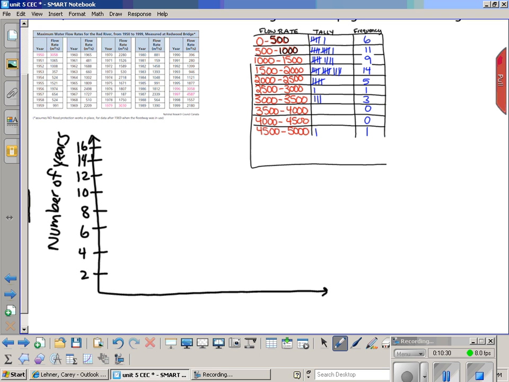So I have my number of years. Now I put my intervals along the bottom. So from 0 to 500, and then 1,000, 1,500, because my intervals were in 500s. So I need to make sure that I have the same scale on my horizontal axis. And this is our water flow.